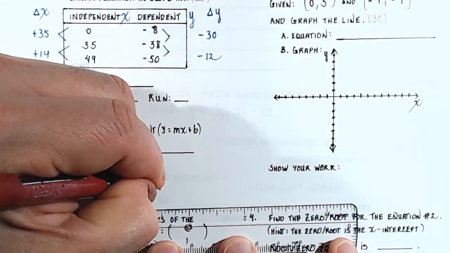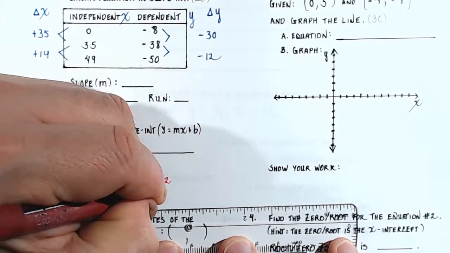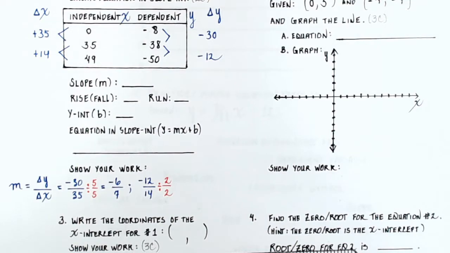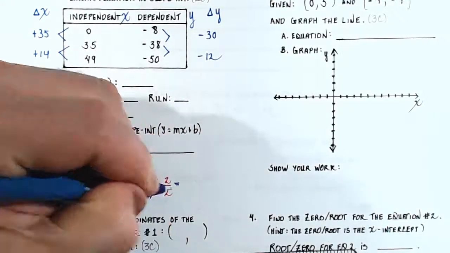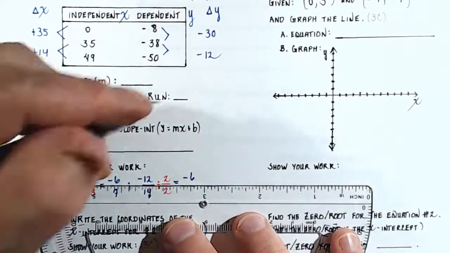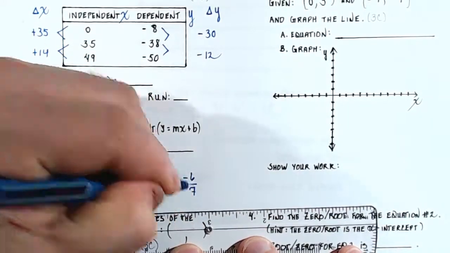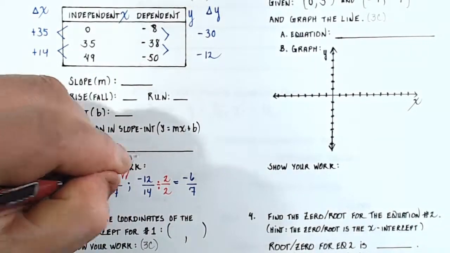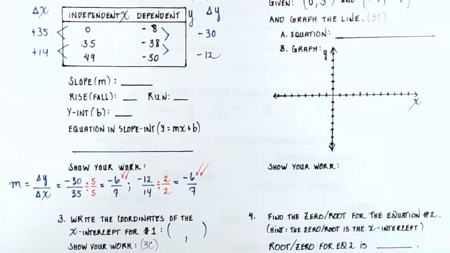So the GCF of 12 and 14 is 2. So we'll divide by 2 over 2. And that will reduce down to negative 6 over 7. That's good news because these two match. And that's what we want to verify. So now we know the slope. The slope is negative 6 over 7.